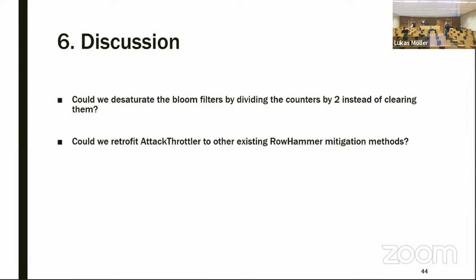If you have BlockHammer and attack throttler, and everything is configured correctly, then I think there is no danger. This kind of access pattern is not really the way to have a workaround of attack throttler. Yeah, I guess I misremembered that, to be honest.